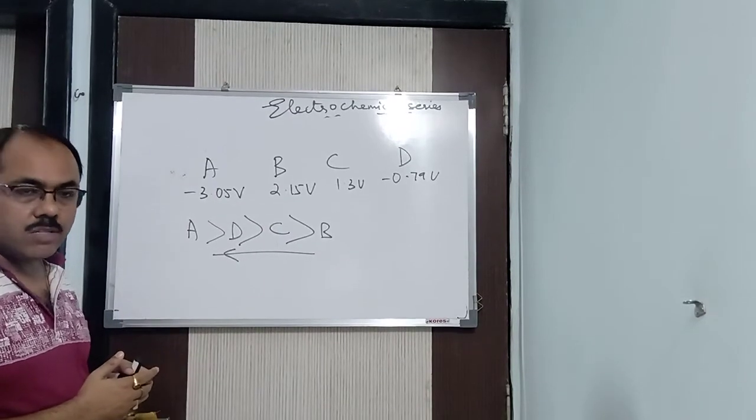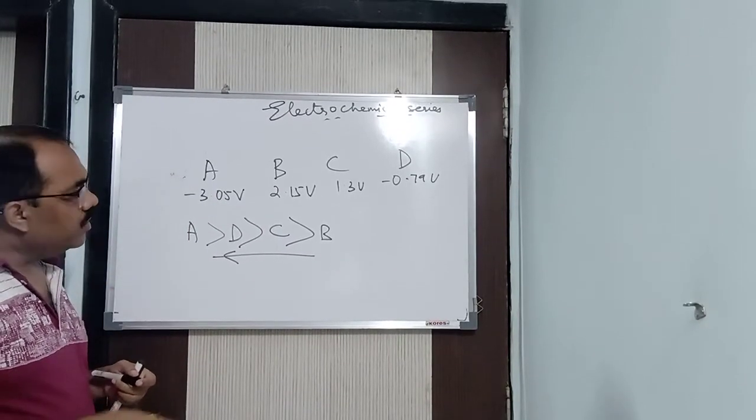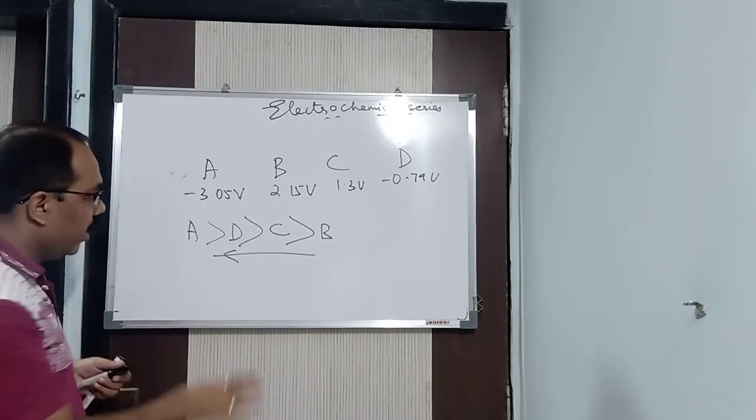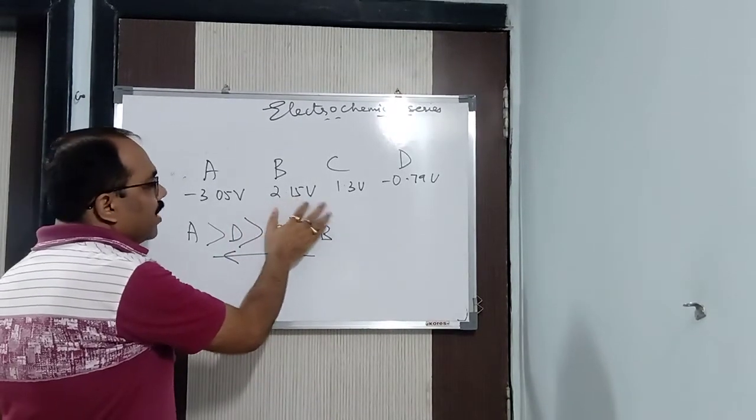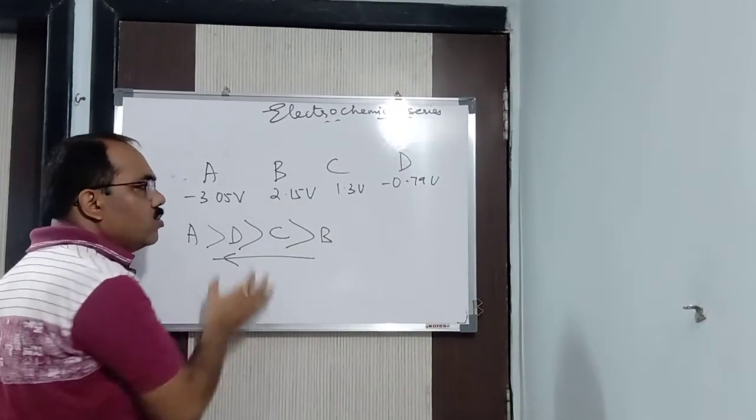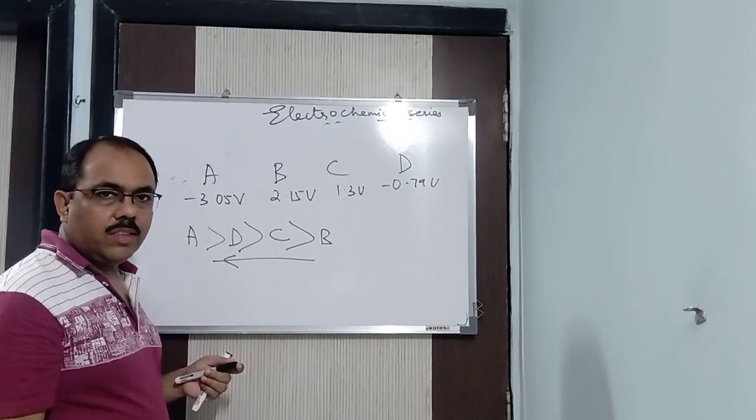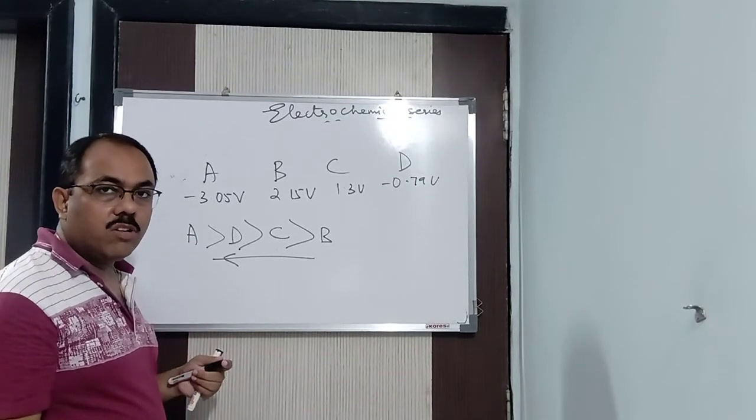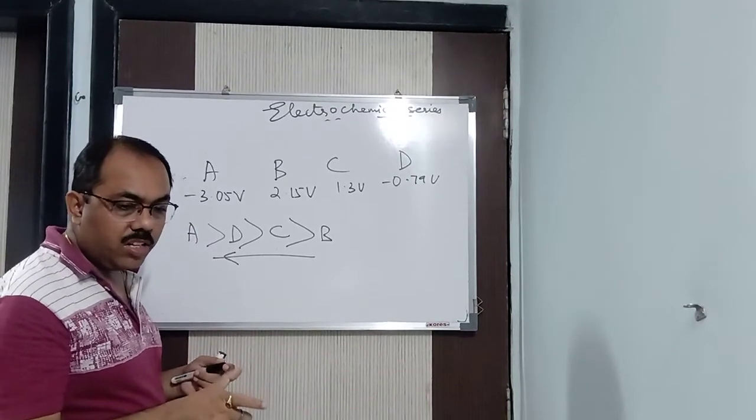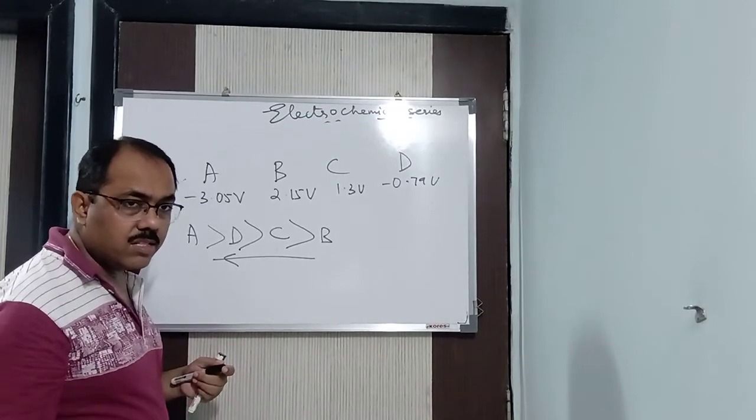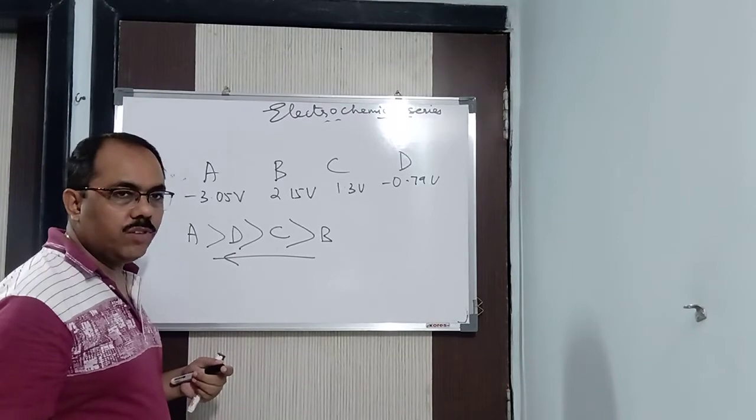Got it? So in this way, the one which is having the higher reduction potential, higher means the positive value, that means it is not losing electrons readily, it gains electrons readily. It does not lose electrons readily, because what I said to you, at the bottom of the series you are having oxidizing agent. Oxidizing agent oxidizes other substances, but itself it gets reduced.